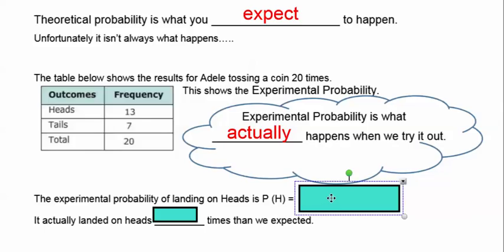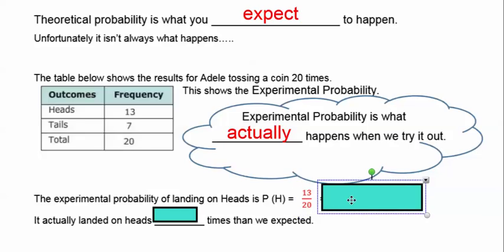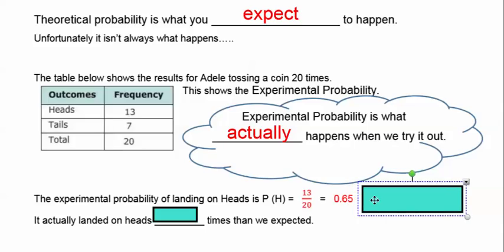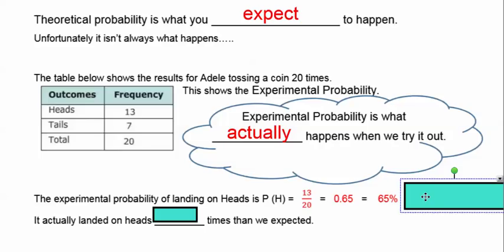Well, we landed on heads how many times? 13 out of 20 total times. So it's going to be 13 over 20. We turn that to a decimal. We divide 13 divided by 20. We get 0.65 or 65 hundredths, which is the same as 65%. And again, we need to know our answers as a fraction, decimal, or percent. If it's a fraction, we need to simplify it. That is simplified.